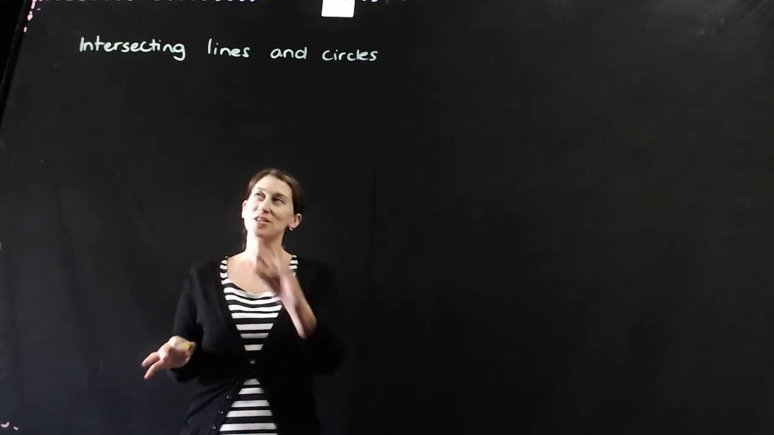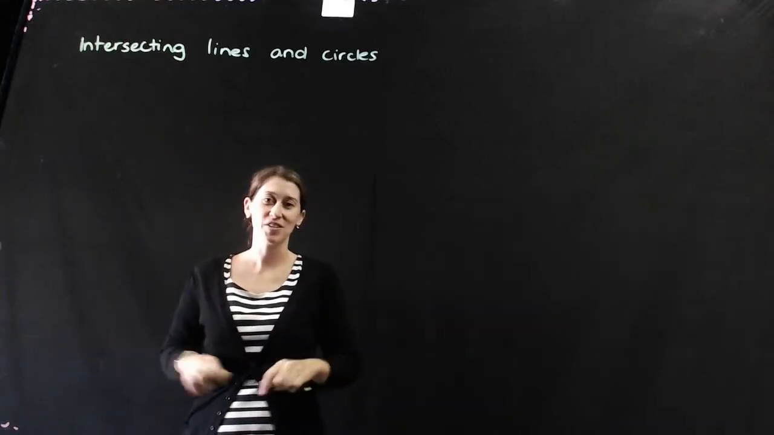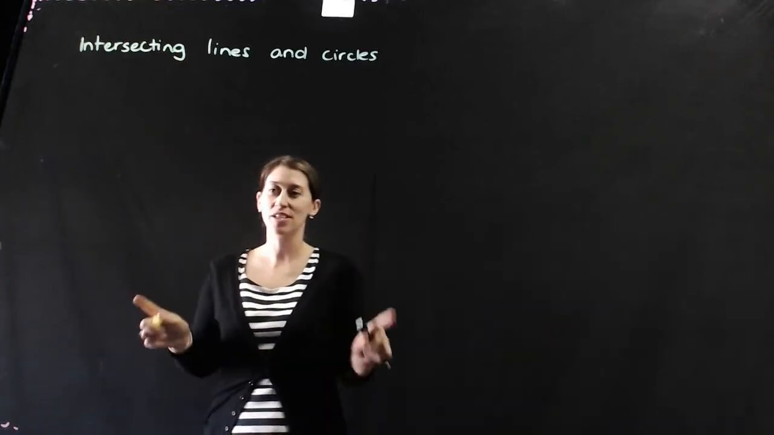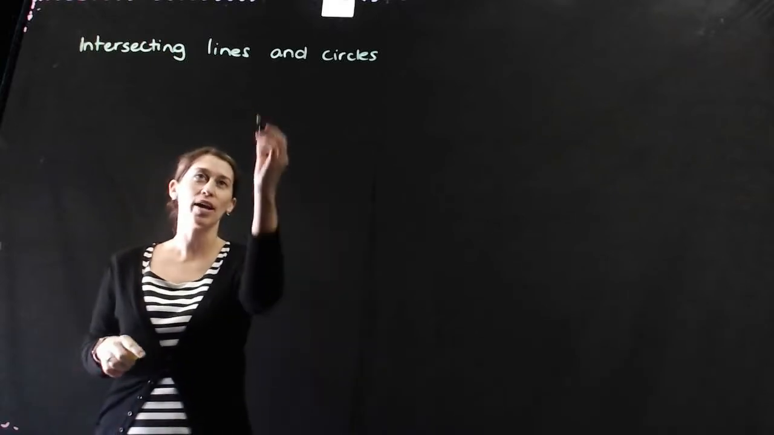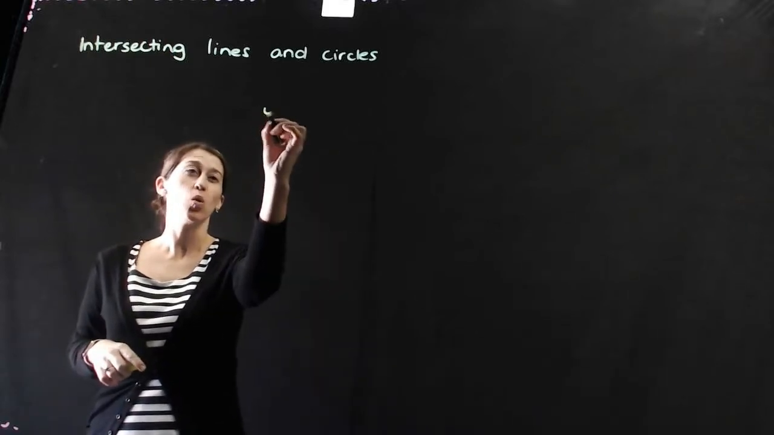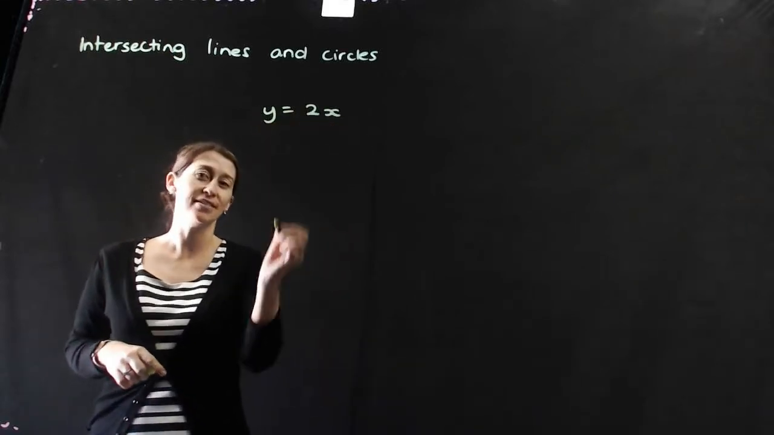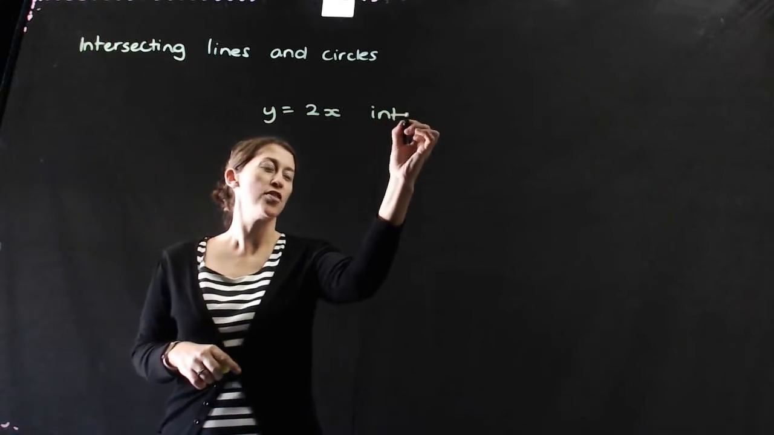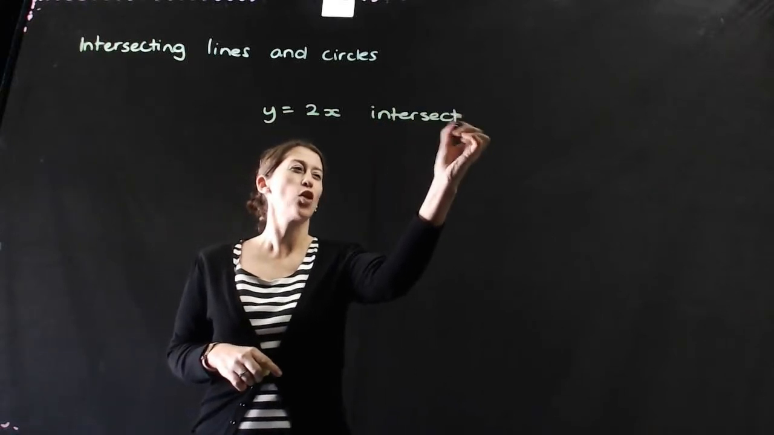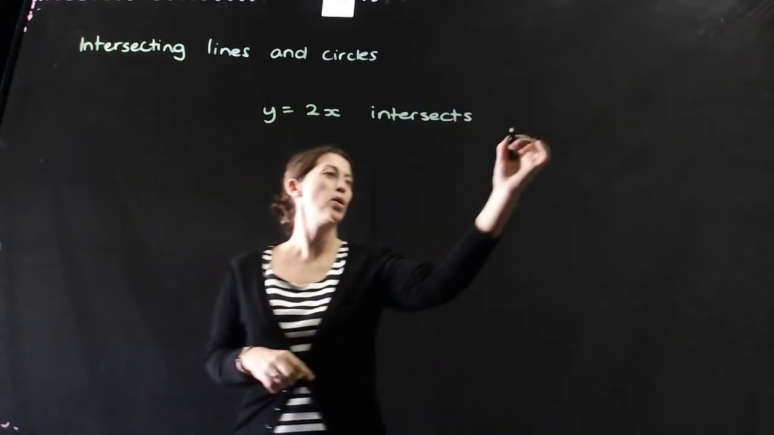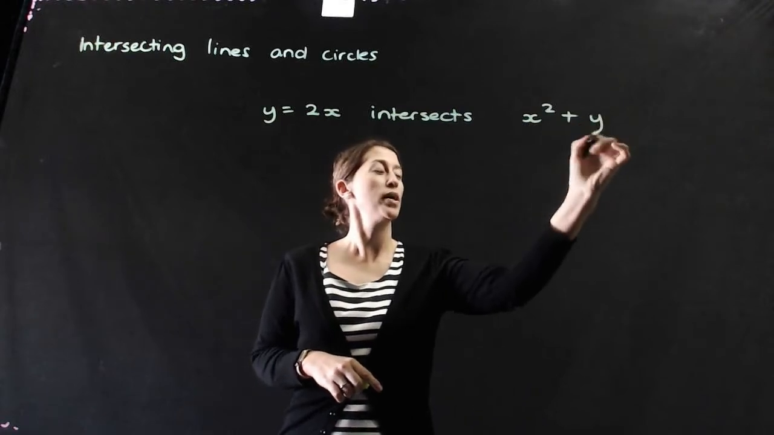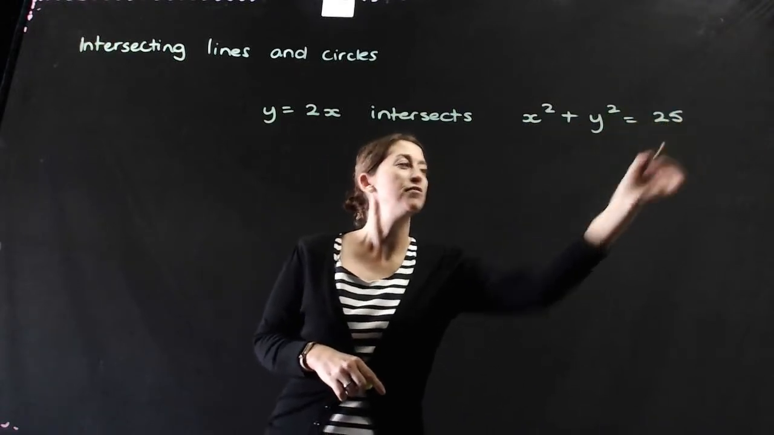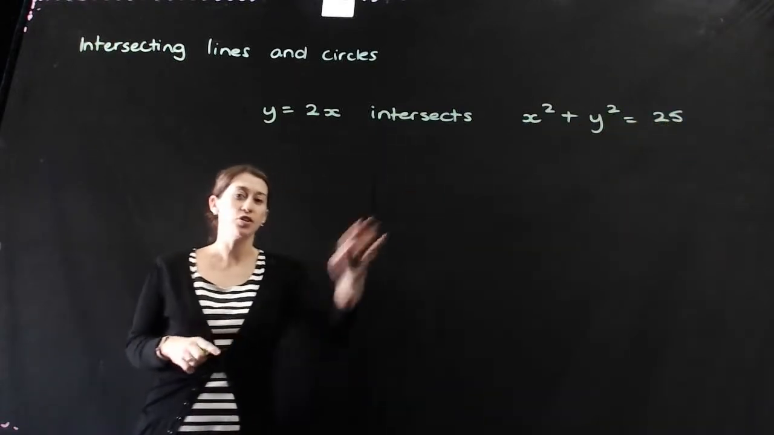In this video, I'm going to talk to you about intersecting lines with circles. So let's just go straight into an example. Let's look at where the line y equals 2x intersects with a circle. So let's go with x squared plus y squared equals 25. So we're going to look at where these two intersect.